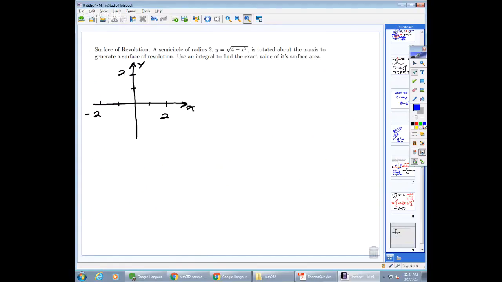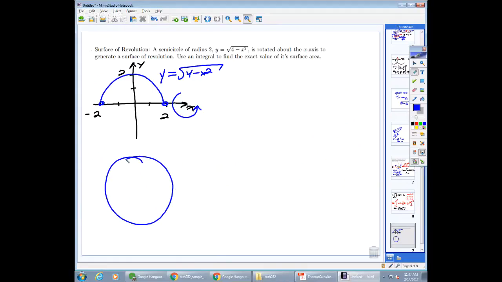So my semicircle looks something like that. All right, so that is my y equals the square root of 4 minus x squared, and I want to revolve that around the x-axis, and we should, pretty sure, generate a ball of radius 2. And we're going to figure out how much paint it would take to cover that ball.